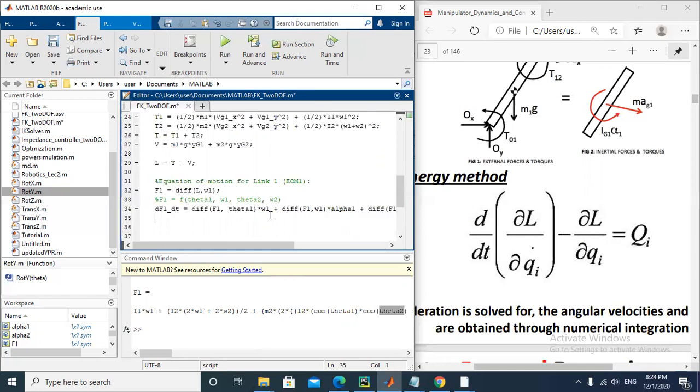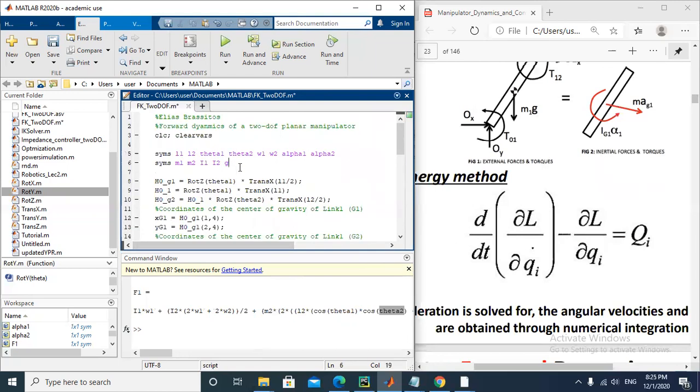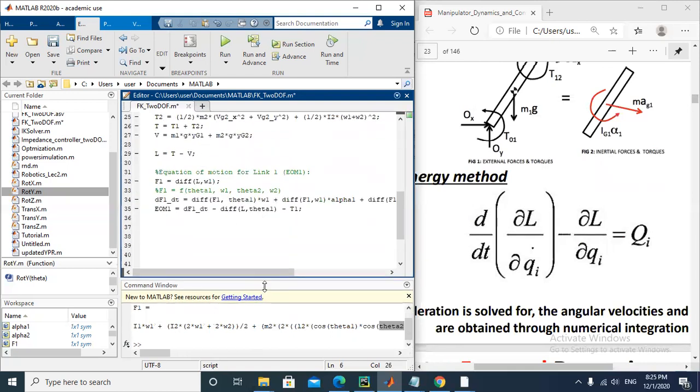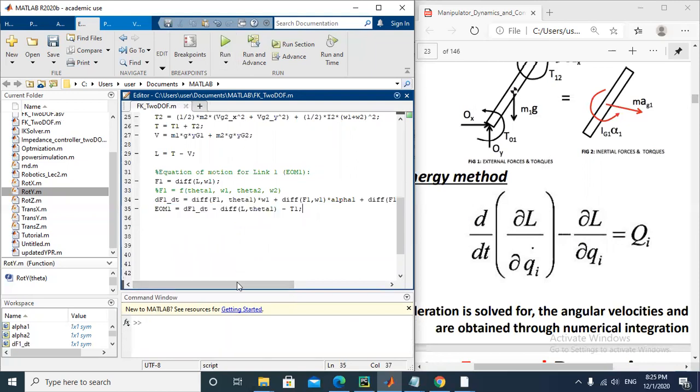So now we have the first portion. What is our second term? So I'm going to call it EOM1. This whole thing has to be equal to 0, so it's going to be equal to df1 dt minus diff of L over theta 1, minus T1, where T1 is the torque on the first link. We said Q1 is the non-conservative forces applied on the system, so T1 is the torque. I'm going to define it here again as a variable T1 and T2. So there you go, we very briefly captured the equation of motion. Let's run that.